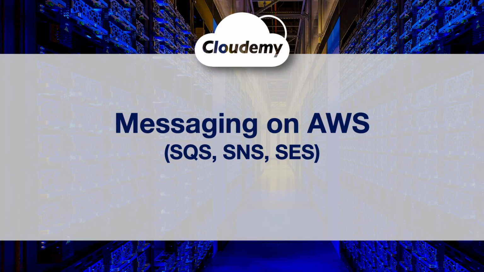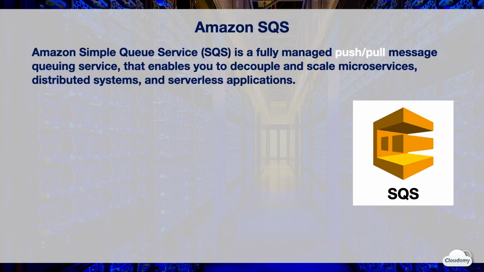In this episode, we're going to look at different AWS messaging services, Amazon SQS, SNS, and SES. Amazon Simple Queue Service or SQS is a fully managed, push-pull based message queuing service that enables you to decouple and scale microservices, distributed systems, and serverless applications. A message queue provides similar functionality to buffering, which enables you to buffer workloads as background jobs.